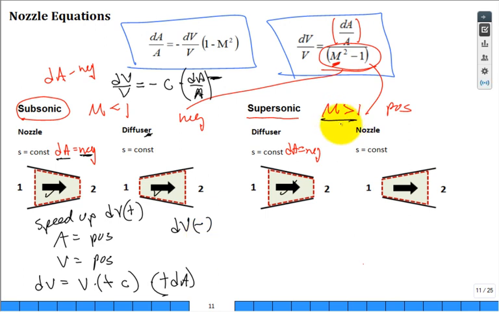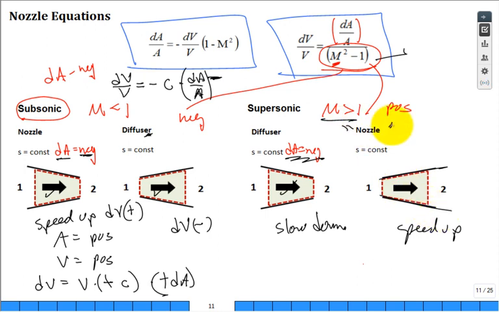Take the same equation now, with Mach number greater than 1. This makes this term positive, which makes it very counterintuitive. So if my area becomes smaller, it doesn't go faster, it slows down. This will slow the flow. And if I let the area get bigger, it won't slow down, it will speed up. And so the supersonic diverging section acts as a nozzle. Nozzles speed things up.